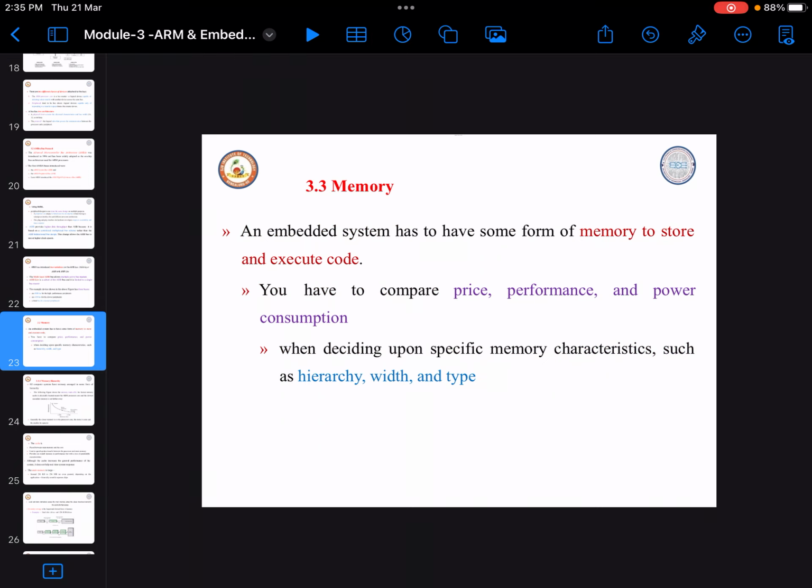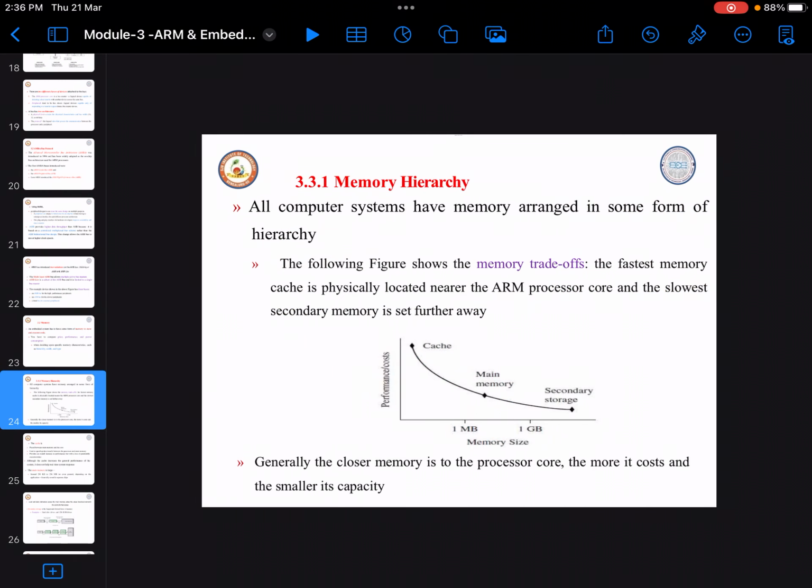Then coming to the memory. Any embedded system has to have some form of memory to store and execute the code. You have to compromise with respect to price, performance, and power consumption. Depending upon your application, one has to choose that. To get specific memory characteristics, such as hierarchy, width, and type, one can go with a comparison. Almost all computers have a memory arrangement in the form of some hierarchy.